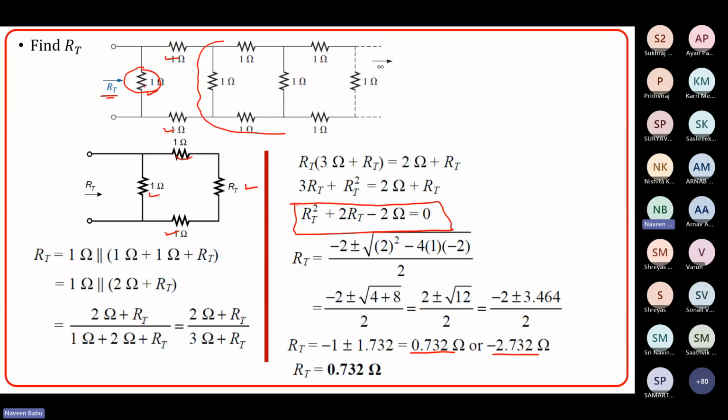So this particular part, 1 plus 1 plus something, will always be a larger quantity than 1, which will be in parallel with 1, and your total equivalent resistor must always be less than the least value of resistor in the parallel combination, which is 1 ohm. So RT, which is 0.732, is the right answer. And even if you remove this to be 2.732, this is not logically a correct answer. 2.732 cannot be an equivalent resistor for this parallel combination, right? So hence 0.732 is the actual right answer.